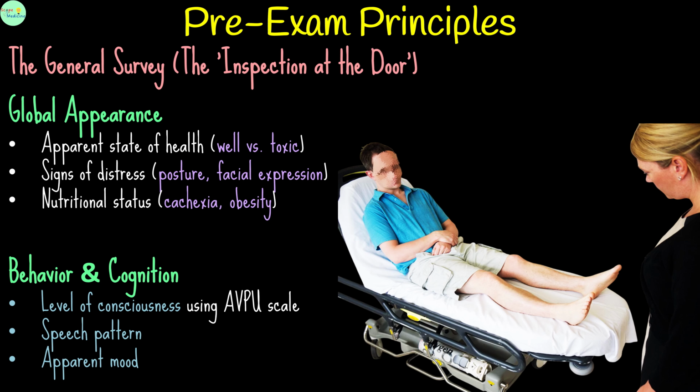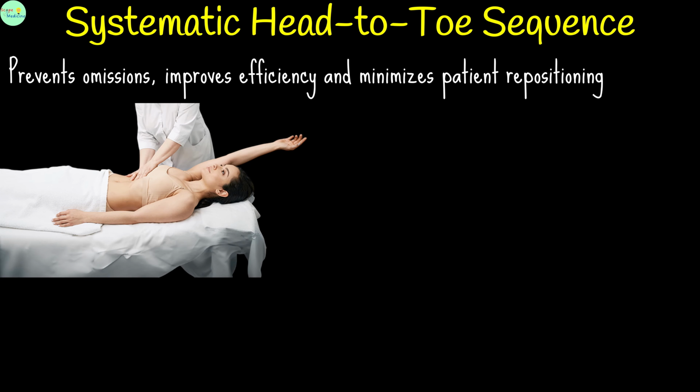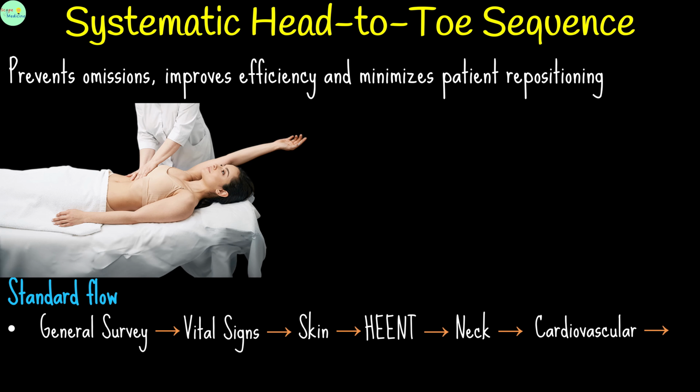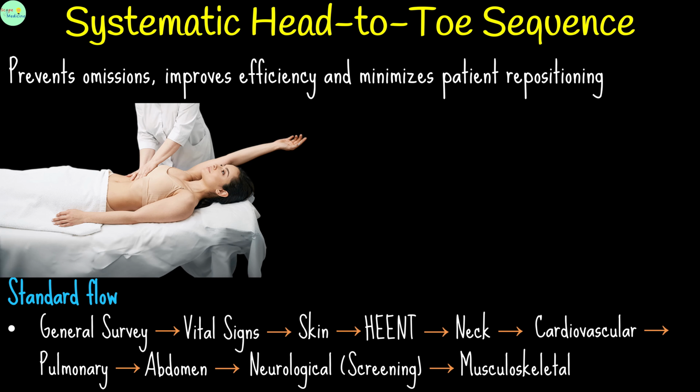To conduct a thorough and efficient exam, you must follow a systematic head-to-toe sequence. Adhering to a consistent order is critical. It prevents accidental omissions, improves your efficiency, and minimizes the need for the patient to repeatedly change position, which can be taxing. A standard logical flow proceeds from the general survey and vital signs to the skin, then the head, eyes, ears, nose, and throat exam, followed by the neck, the cardiovascular and pulmonary systems, the abdomen, a screening neurological exam, and finally the musculoskeletal system as indicated by the history.